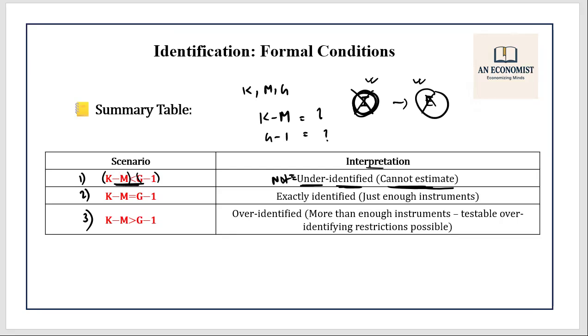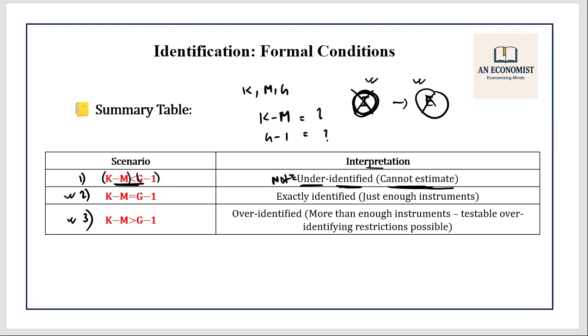So what you can do is some more research. You can dig deeper into the topic, try to find out more information, and collect more exogenous variables and try again. Only when your condition 2 or condition 3 gets satisfied, only then will you say your identification condition, the order condition, is satisfied.